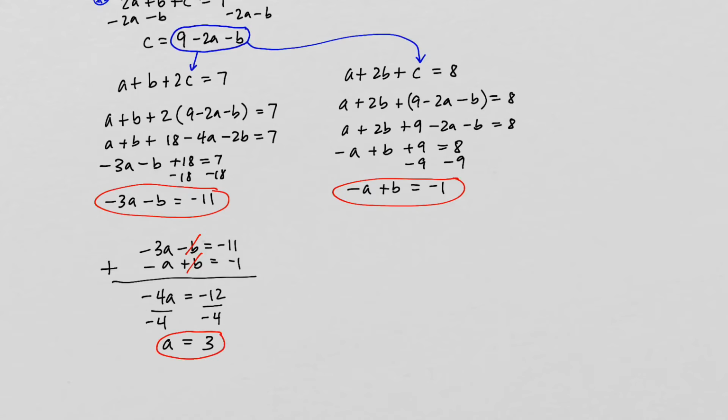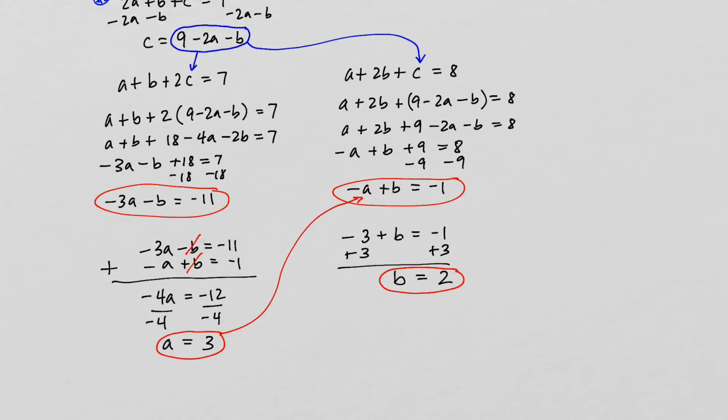And once we have a equals 3, we can now substitute that back in and we can use this to solve for b. And so we'll go ahead and solve for b. And then just like before, once we have a and b, we can plug that into any one of the three equations to figure out what c is.